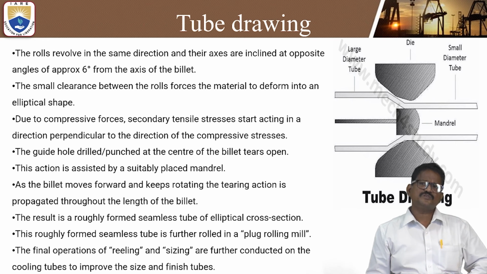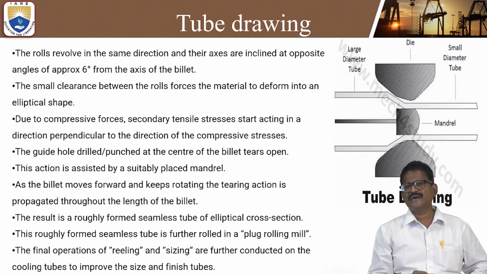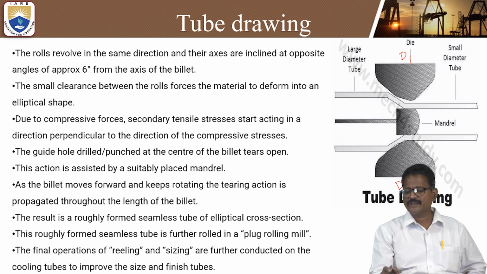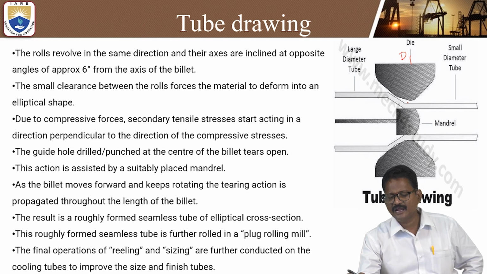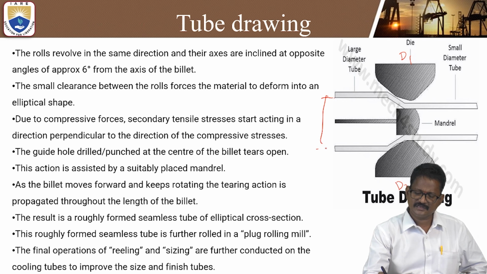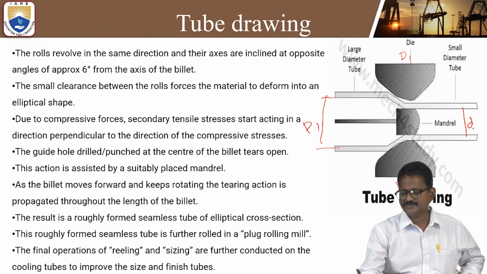And look at this tube drawing once again, the concept with a simple diagram. This is also in the mechanical study material. In that you can see the die, say die 1, die 2, and how much opening there is. Here the large diameter tube will be converted into a small one. So you can take this as capital D1, large diameter, into small d1.